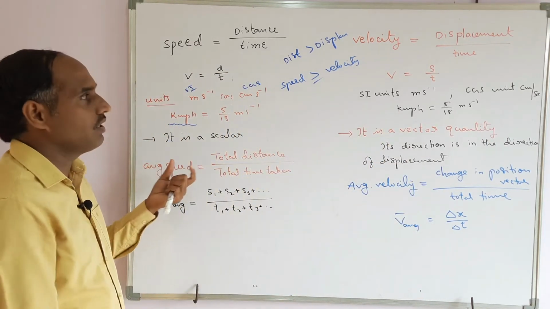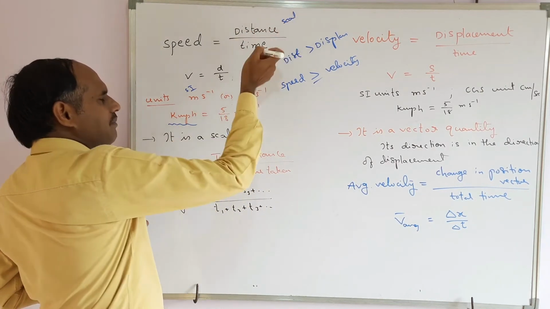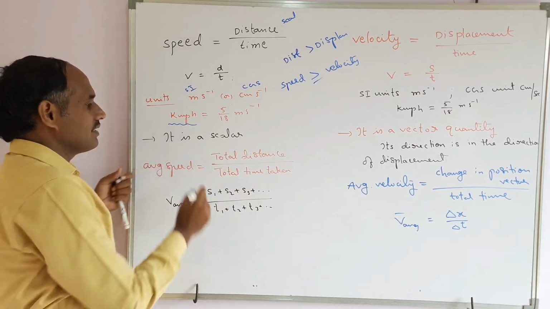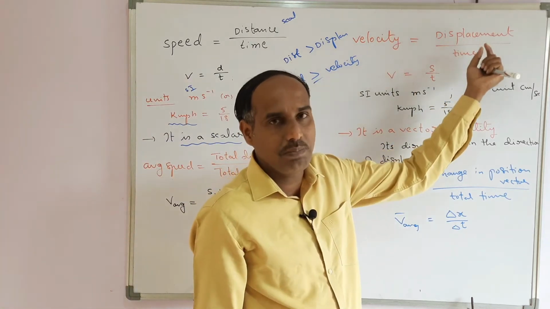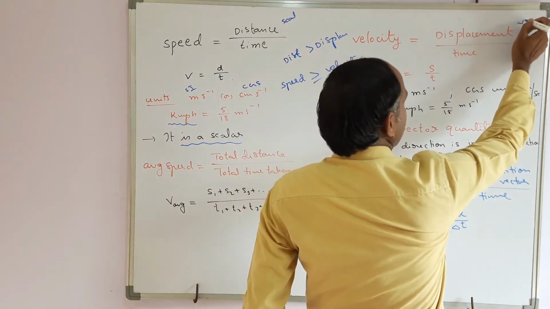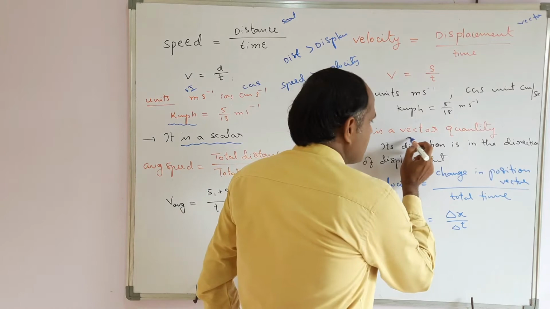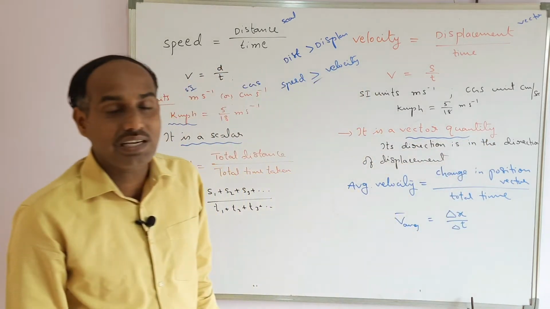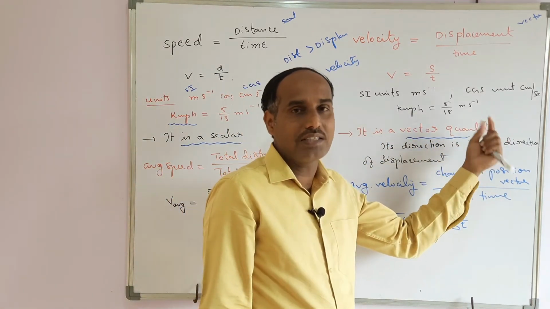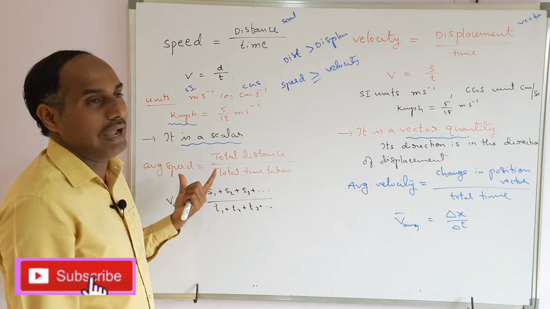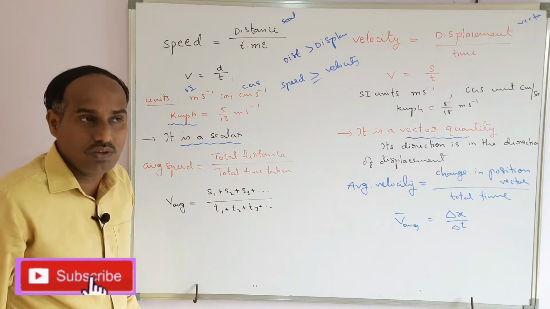The second point: speed is distance per unit time, distance is a scalar quantity and time is also a scalar quantity, so speed is a scalar quantity. Whereas velocity is displacement per unit time, and displacement is a vector quantity, which we learnt in the previous videos on vectors, so velocity is also a vector quantity. A vector quantity has both magnitude and direction, whereas speed has only magnitude. That's why the magnitude of speed is always greater than or equal to the magnitude of velocity.